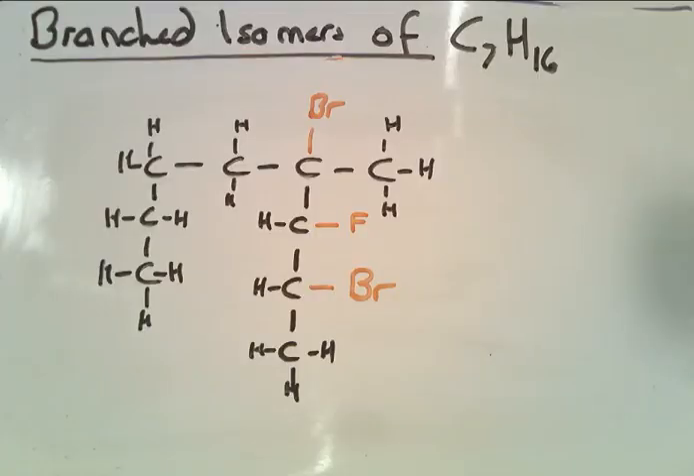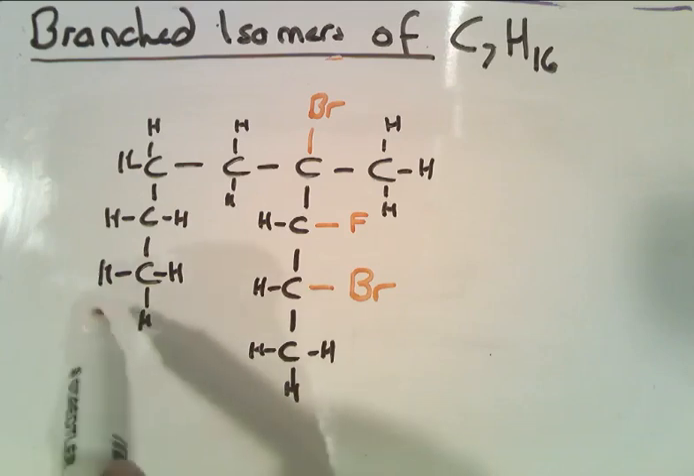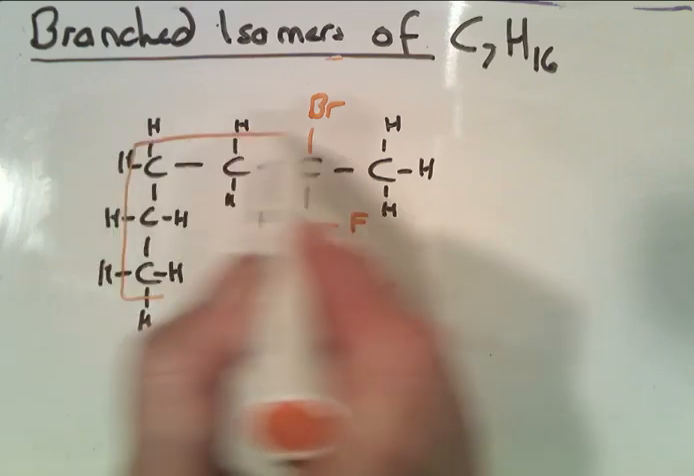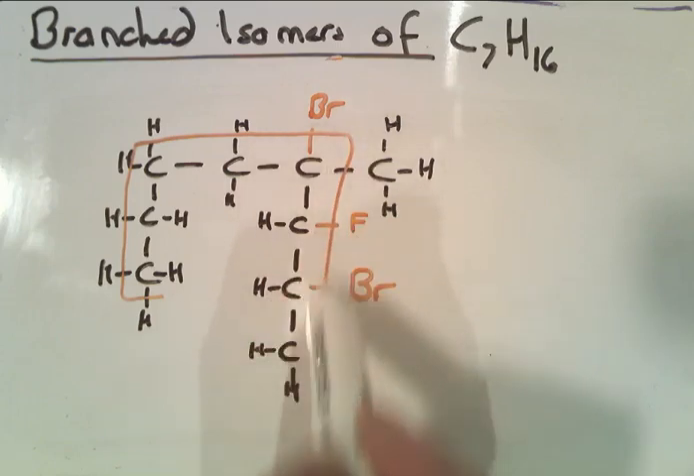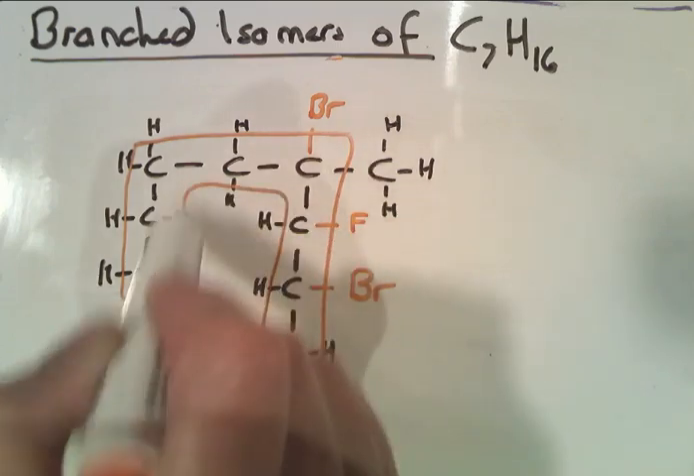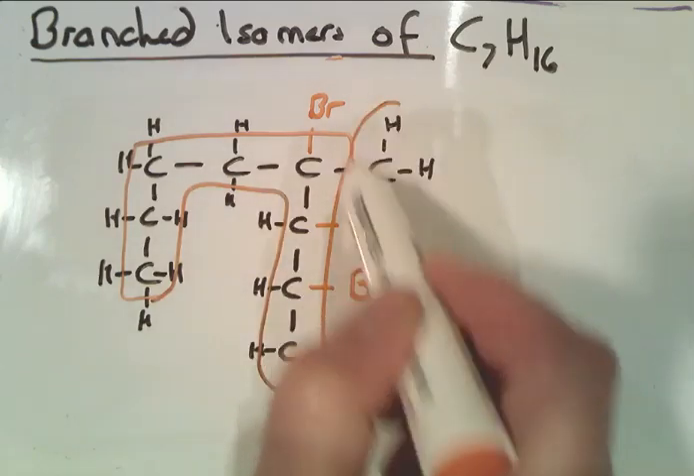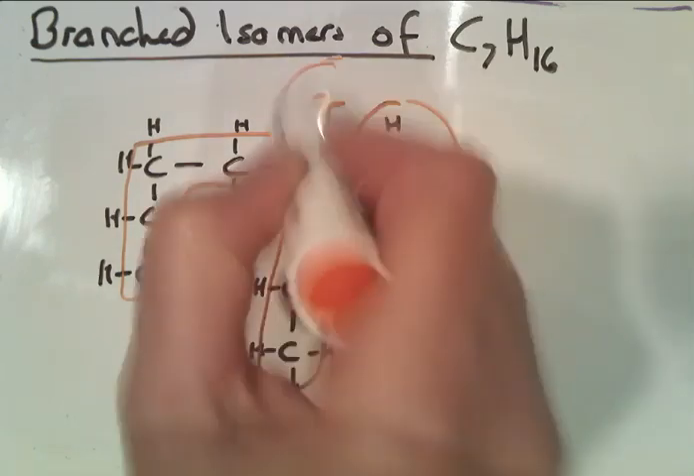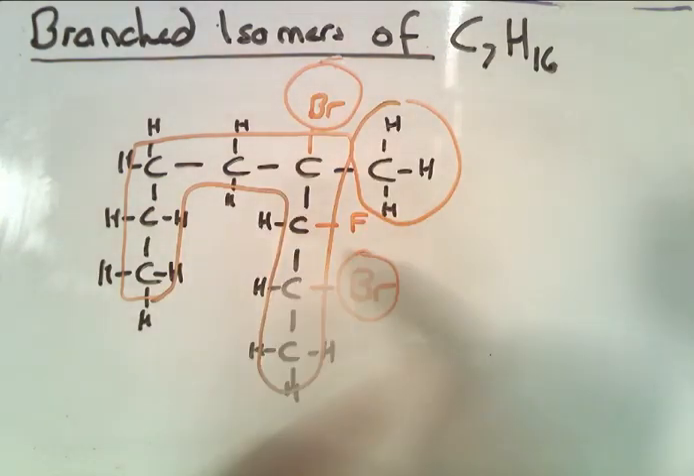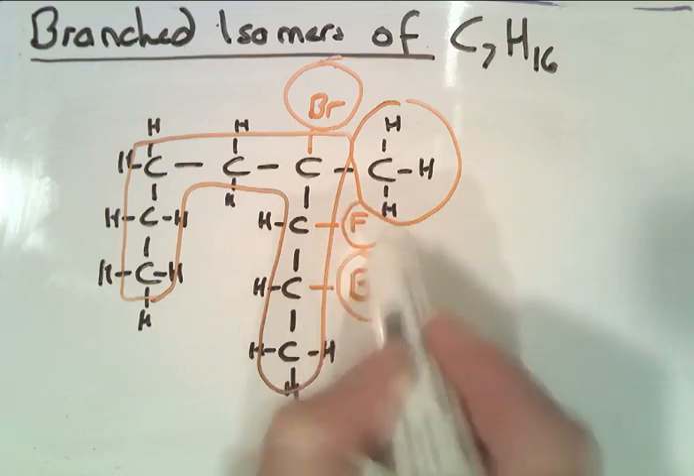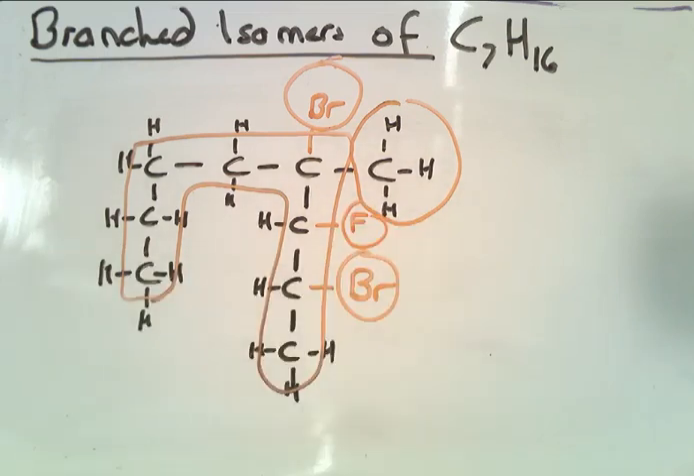Okay, last one. So see if you can find the longest chain. So if we have a look, if we start here and go all the way up, instead of going across, if we go down, we get the longest chain that way, which means that this is a methyl group hanging off it, and we have two bromines, so two bromos, and a fluorine, so a fluoro group.